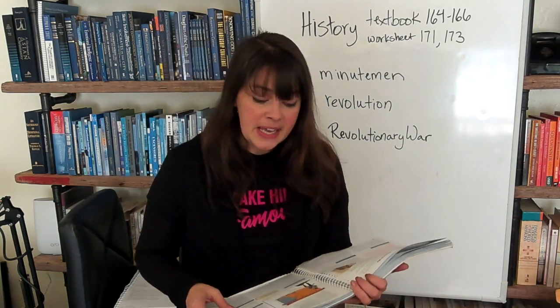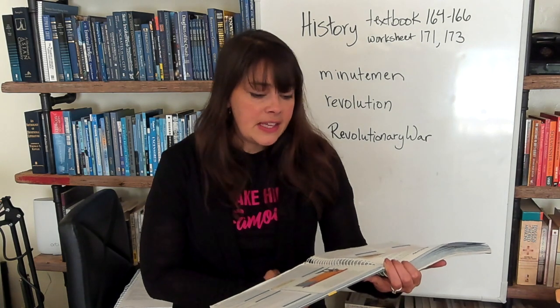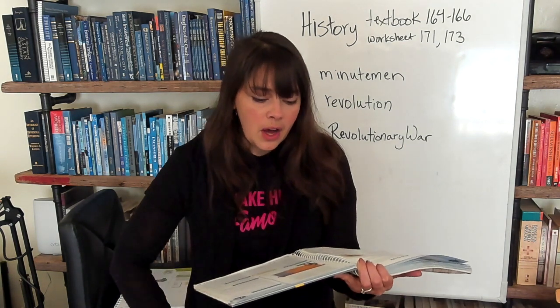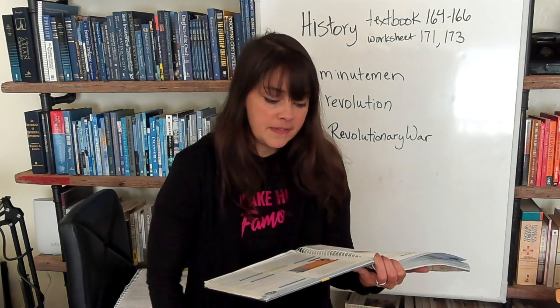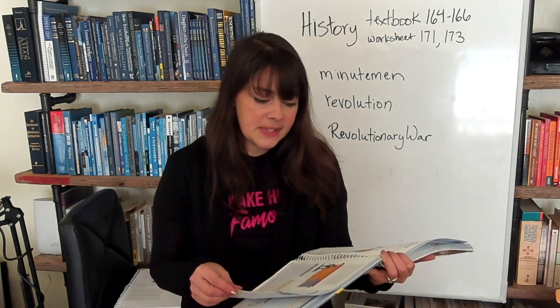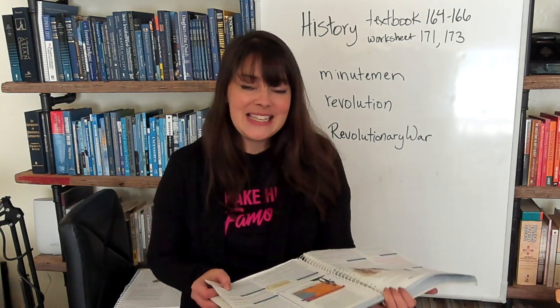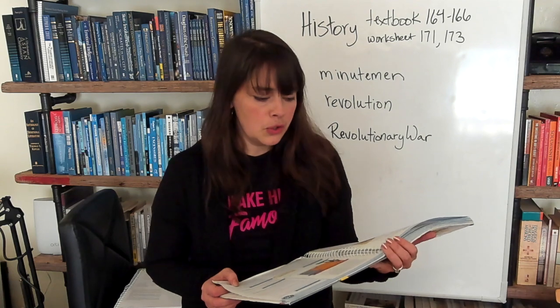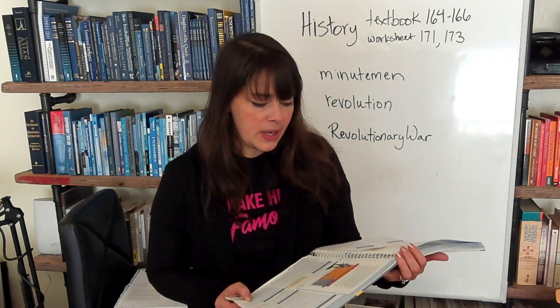The colonists began to gather guns. They stored them in the town of Concord. They wanted to be ready to fight. The British general, Thomas Gage, heard about the guns. He sent 700 soldiers to find and destroy them.